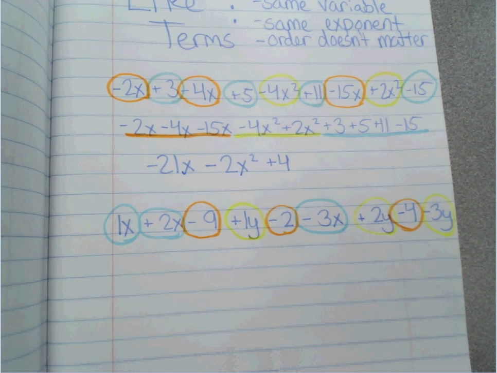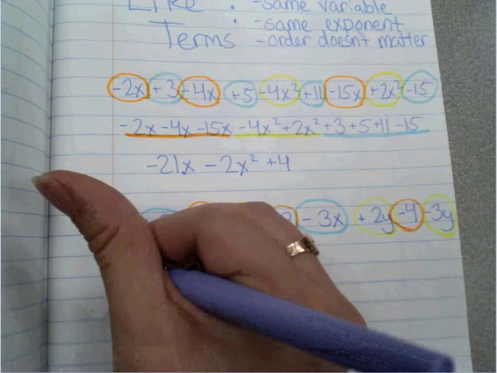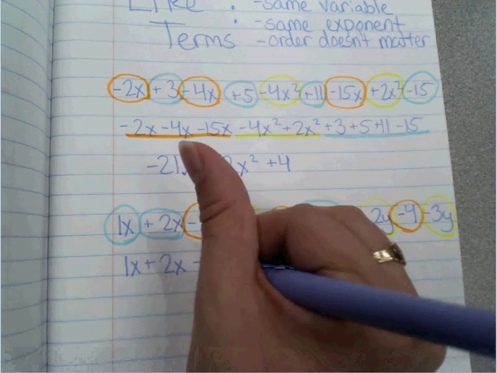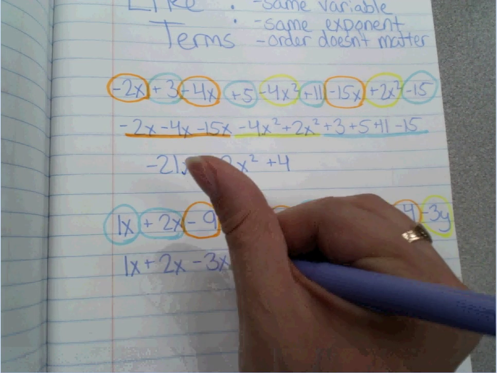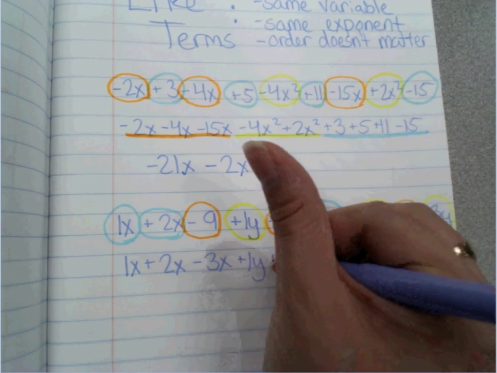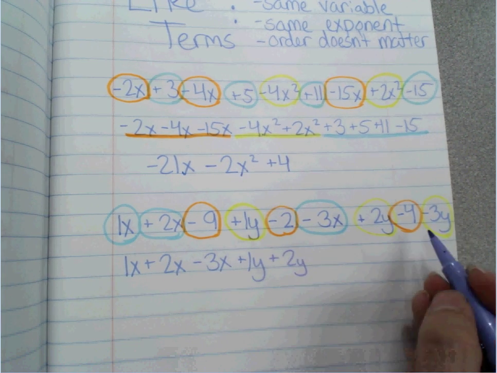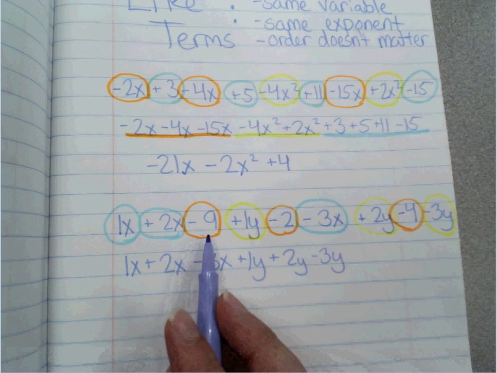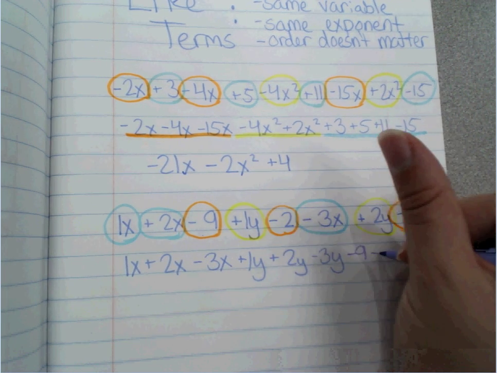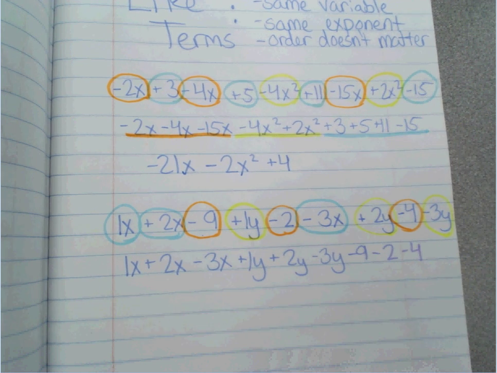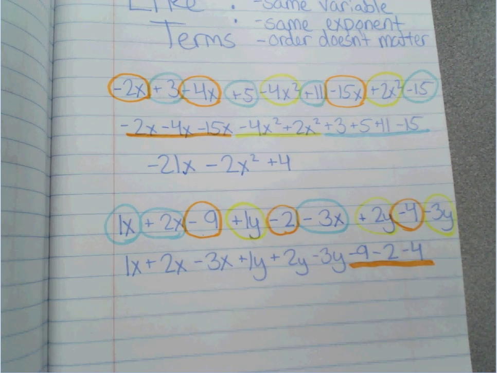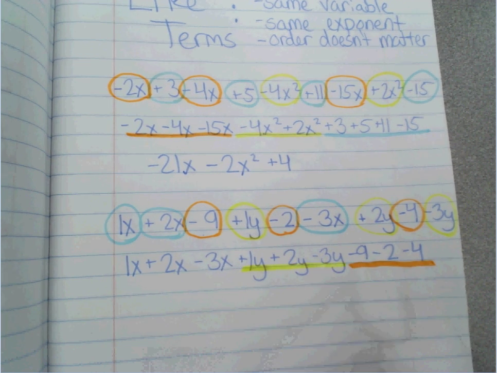So we separated out our like terms. Let's rewrite it so all the like terms are together. So starting with the x's, 1x plus 2x minus 3x. Then we can do the y's. So plus 1y plus 2y. I'm just copying all of our yellows down now. Minus 3y. And then all of just the integers, the orange ones. -9, -2, and -4. So put them all together, and then again, I will underline what color they are so we can see just how we separated them. We just wrote them together.